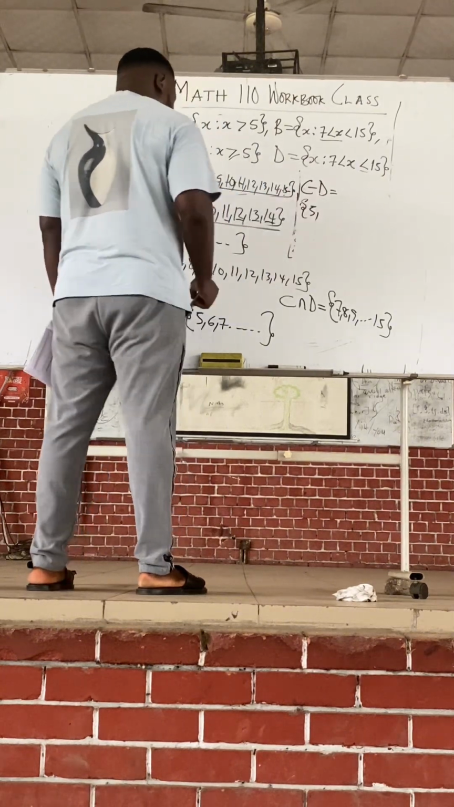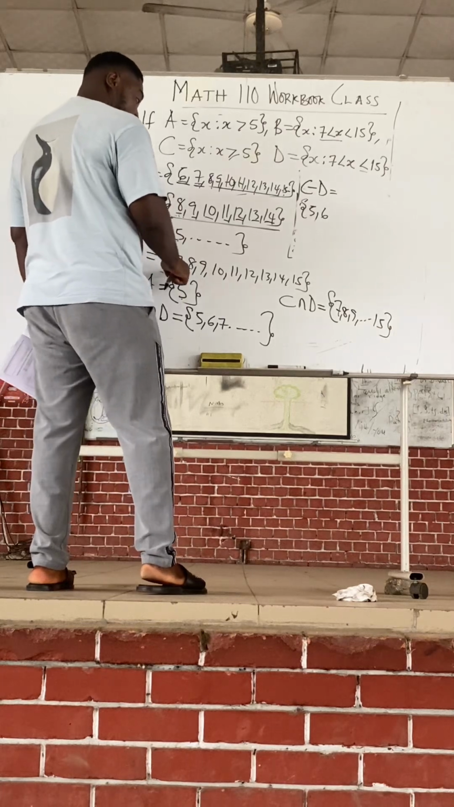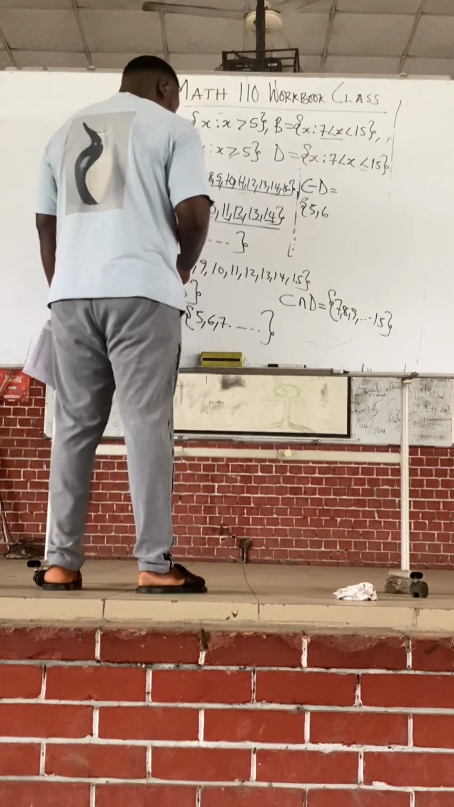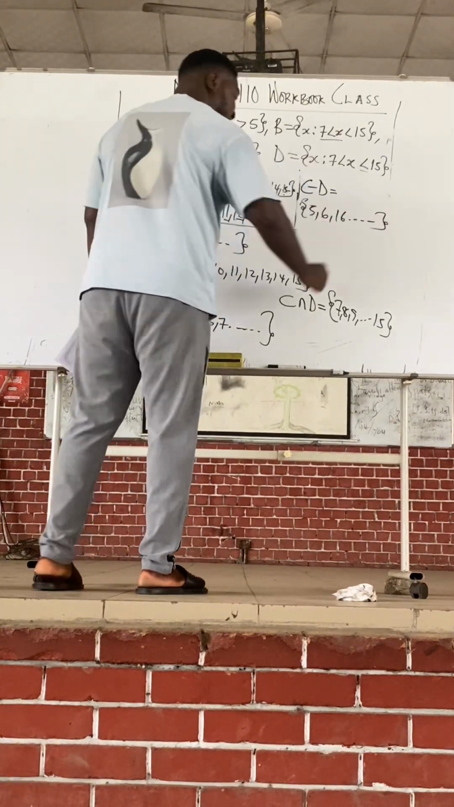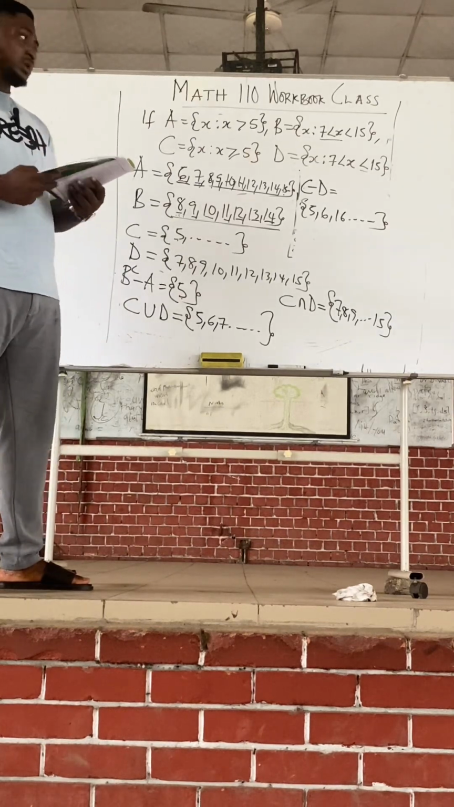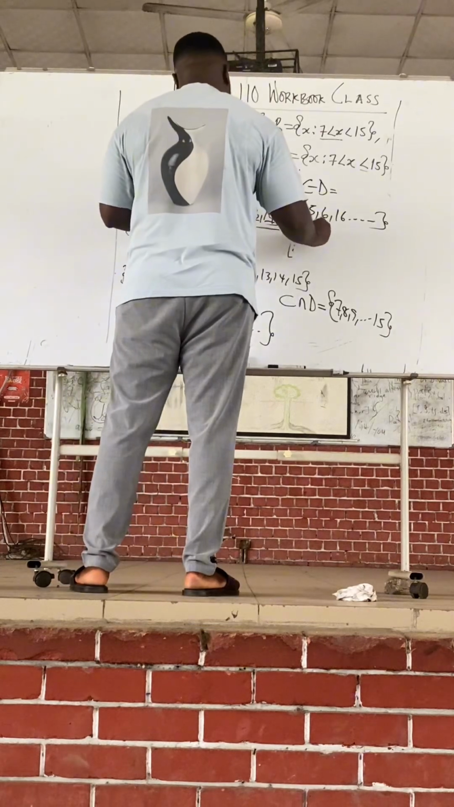5 will still remain, right? 6 will still remain, right? Because there's a 6 here, but there's no 6 in D. 7, 8, 9, 10, 11, 12, 13, 14, 15 will go, right? And after that, 16 till infinity will still remain. That's C minus D. Now, we have C complement minus D.